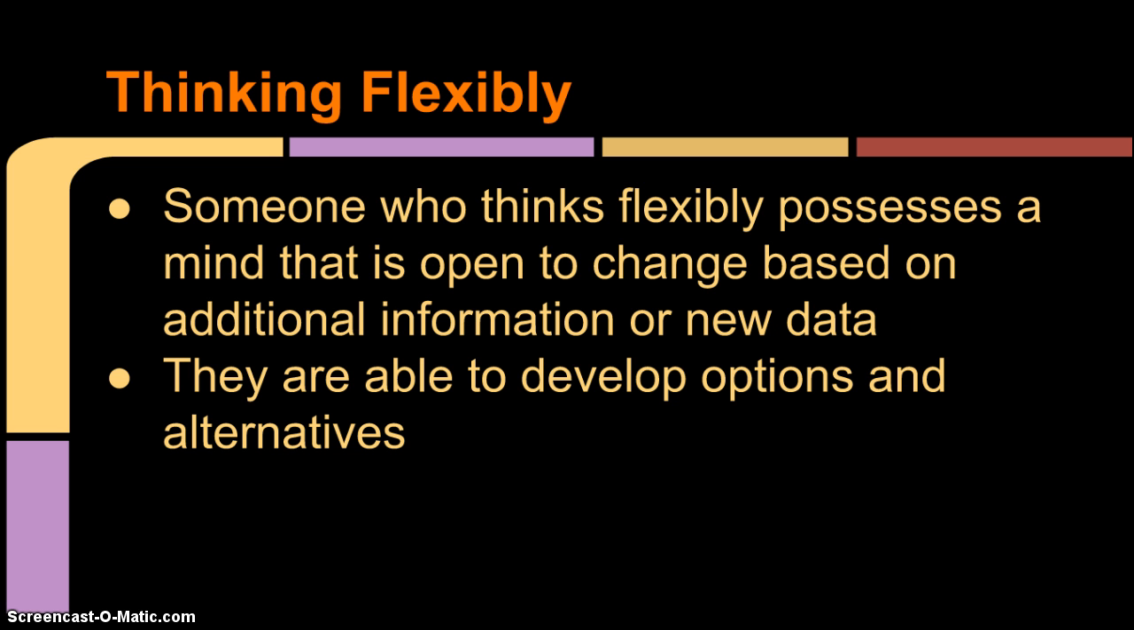The next is to think flexibly. Sometimes it's really easy for students to think in one direction, that this is how it needs to be done. However, it's important to teach them that as they get new or additional information, to kind of change how they want to solve a problem. They need to be able to know that there's alternative ways to solve problems.